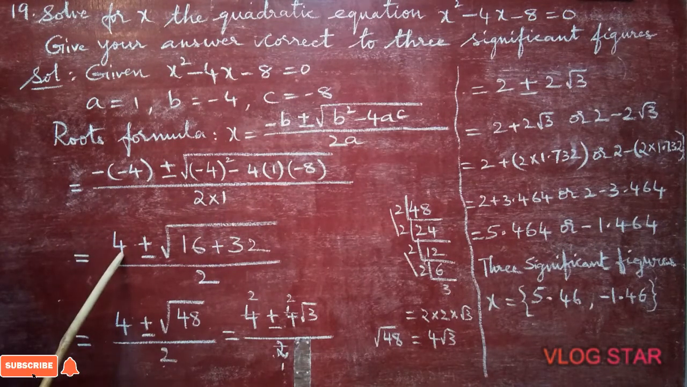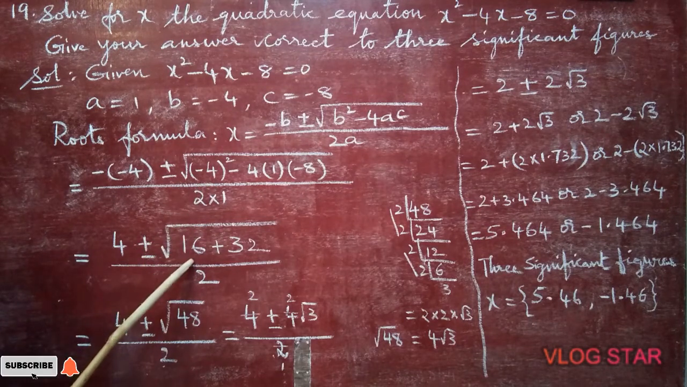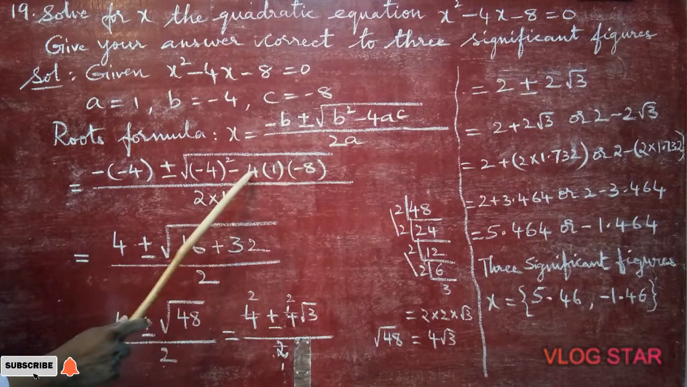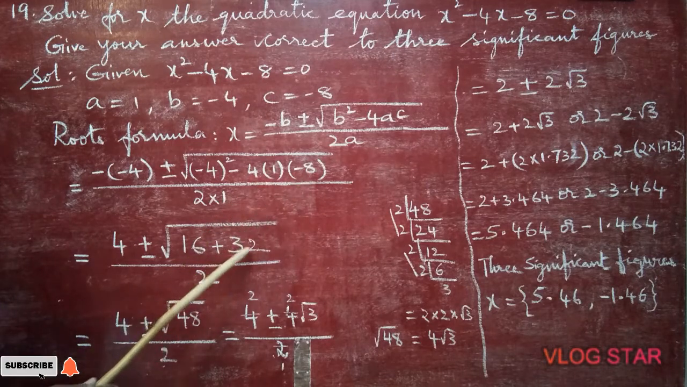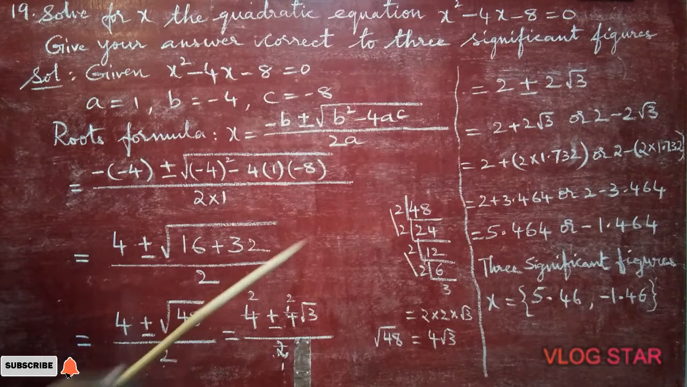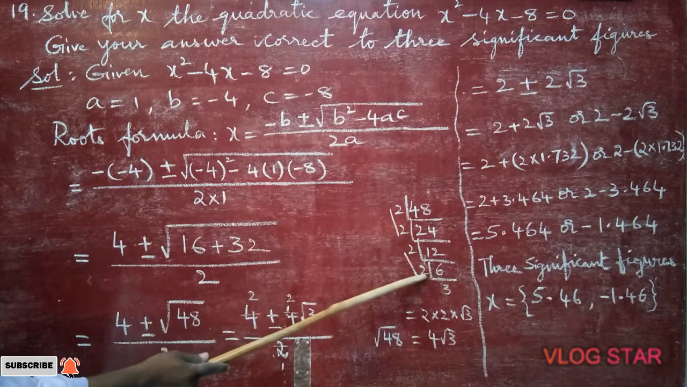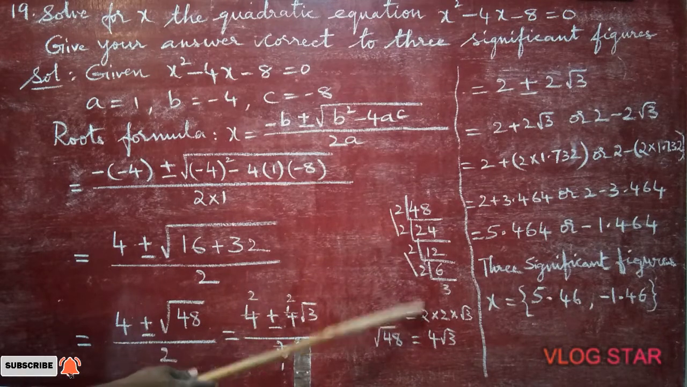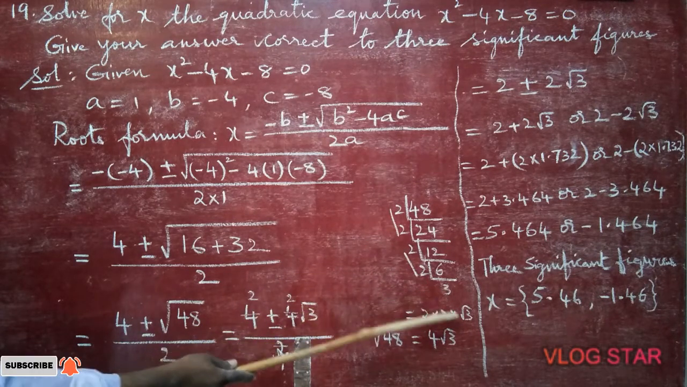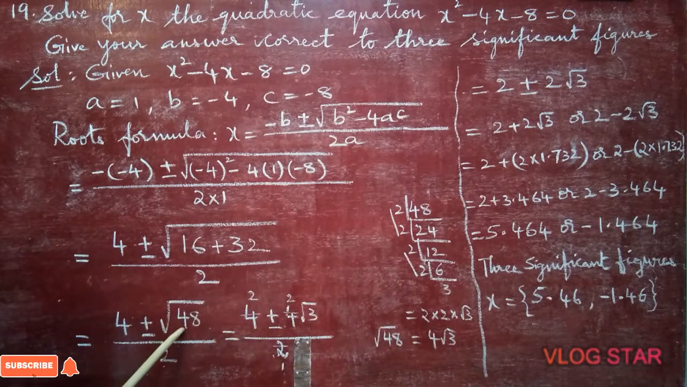Minus into minus is plus, so plus 4 plus or minus; minus into minus is plus, 4 fours are 16. Minus into minus is plus, 4 ones are 4, 4 eights are 32, divided by 2. So 4 plus or minus square root of 16 plus 32 is 48. Find prime factors. 2 goes 24, 2 goes 12 times, 2 goes 6 times, 2 goes 3 times. For 2 twos, 1 two you write. And for 3 there is no perfect square, so root 3 only. So 2 twos 4, 4 root 3. In the place of 48 you can write 4 root 3.